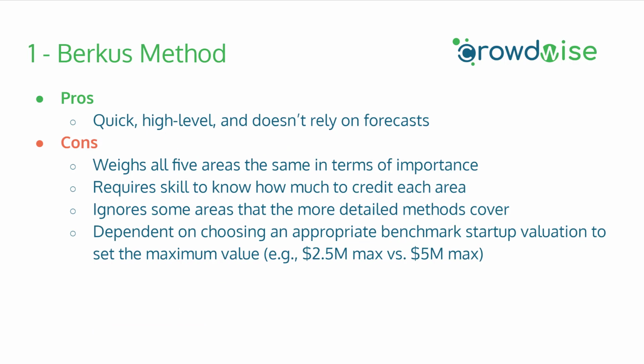This is one of the quickest and highest level valuation methods, and it doesn't rely on forecast. Because of that, though, there are some potential downsides. First, it weighs all 5 areas the same in terms of importance. It doesn't give the team more importance than the product, or other things like that. Also, it requires skill to know how much to credit in each area. It ignores some areas that more detailed methods cover, and it's dependent on choosing an appropriate benchmark startup valuation to start. For example, whether that 2.5 million max is more representative, or if it's a 5 million or 7.5 million or whatever it is.